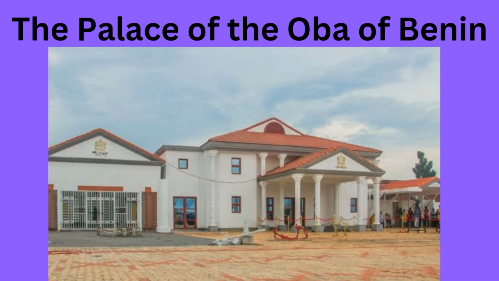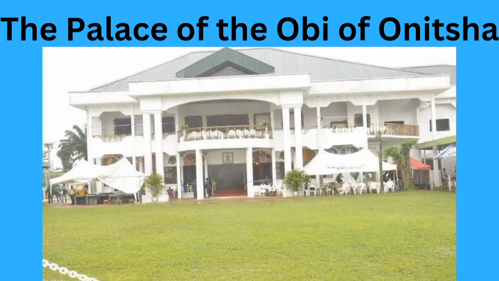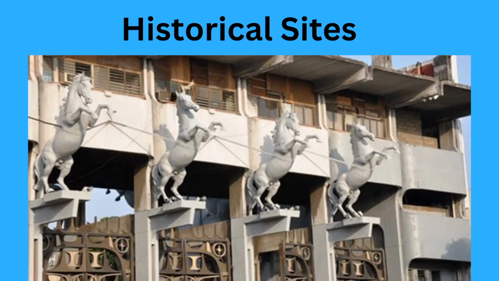We have the Palace of the Oba of Benin. Yes, most of you should be familiar with this. And also, we have the Palace of the Sultan of Sokoto State. Sokoto is a state in the northern region. We also have the Palace of the Obi of Onitsha.